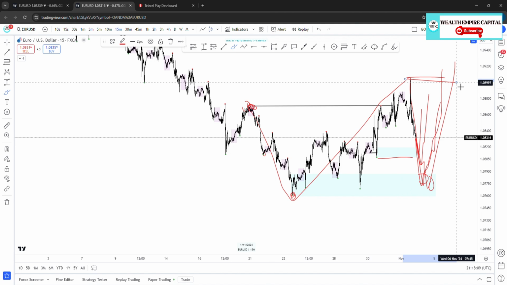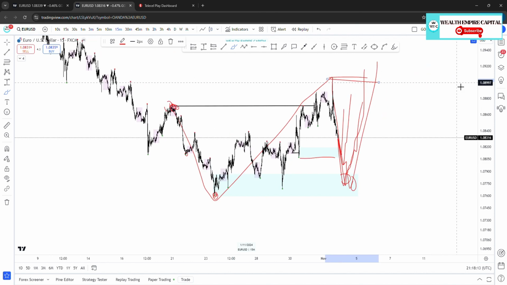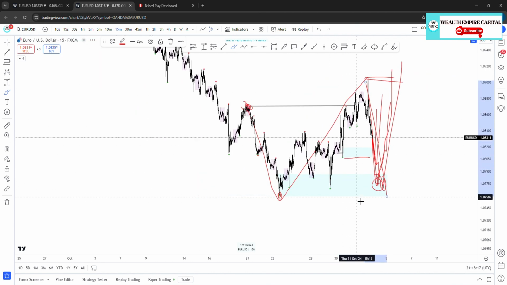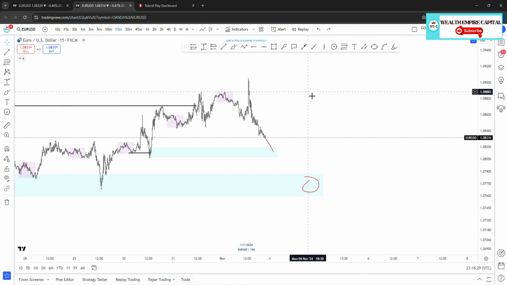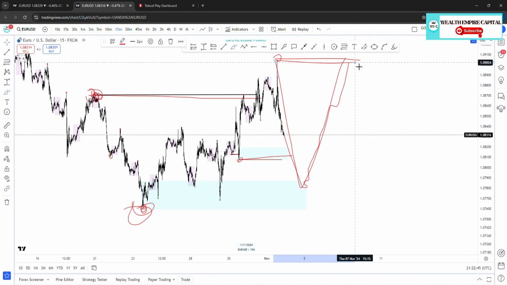The last one, which is going to be my fourth scenario, is that instead of price respecting this point of interest, we can break and go ahead and tap into this point of interest that we saw from the higher time frame, that is the H4 time frame. So these are what I'll be looking at on Euro USD. Very simple. You keep it super simple. So this is what I'll be looking at.